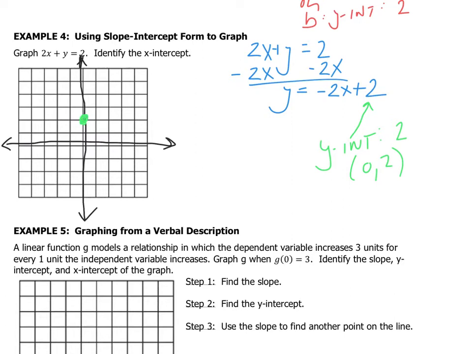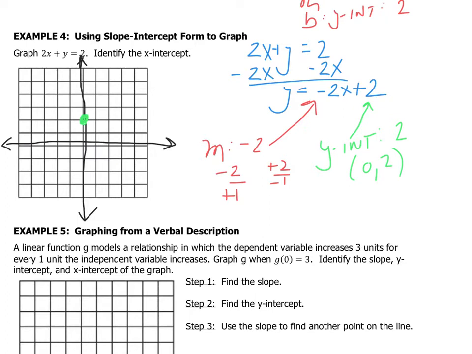So there is my initial point. Sometimes we make the mistake of thinking that we always start at 0, 0, but this plus 2 is when x's are 0, 2 comes out, so we actually start at 0, 2. So now I'm going to use this slope of a negative 2. Now I want you to remember negative 2 could be 2 things. I could go down 2 and right 1. Or I could go up 2 and left 1. So there's 2 ways that I can think of a slope of a negative 2.